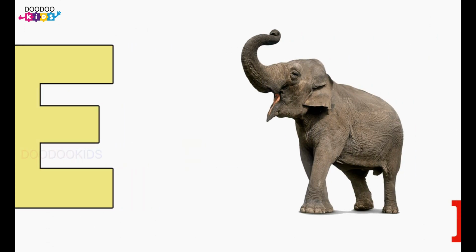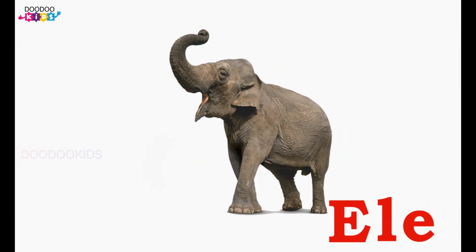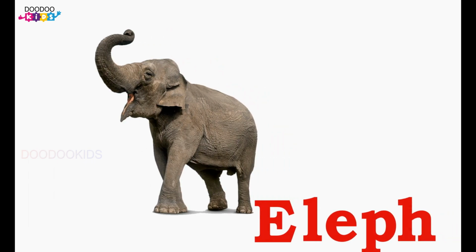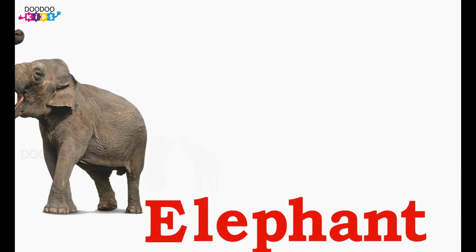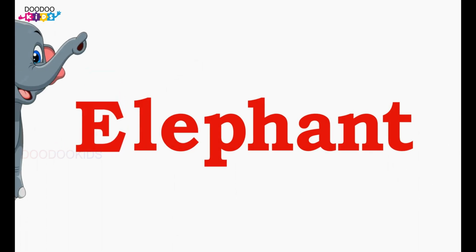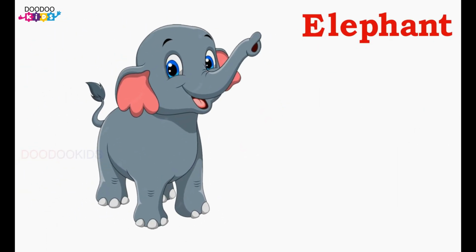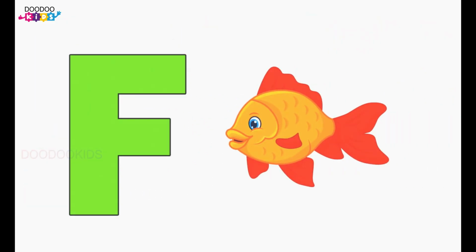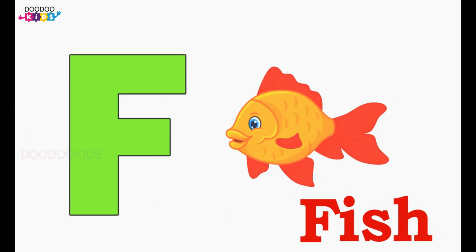E is for elephant. E-L-E-P-H-A-N-T. Elephant. E is for elephant. F is for fish. F-I-S-H. Fish. F is for fish.